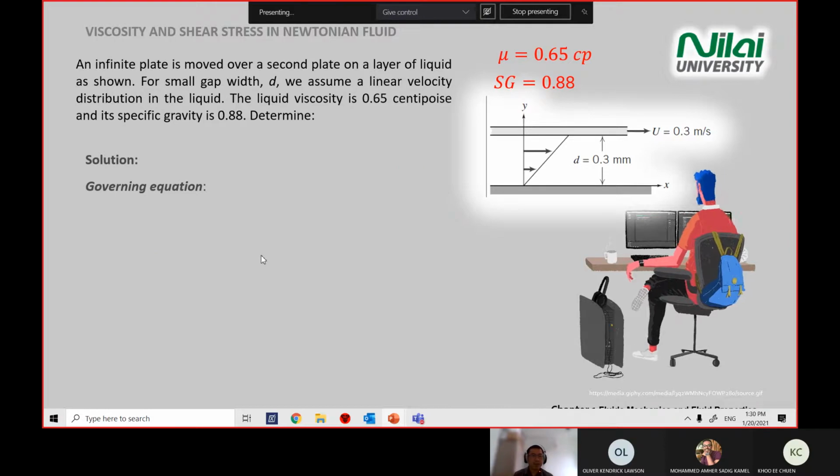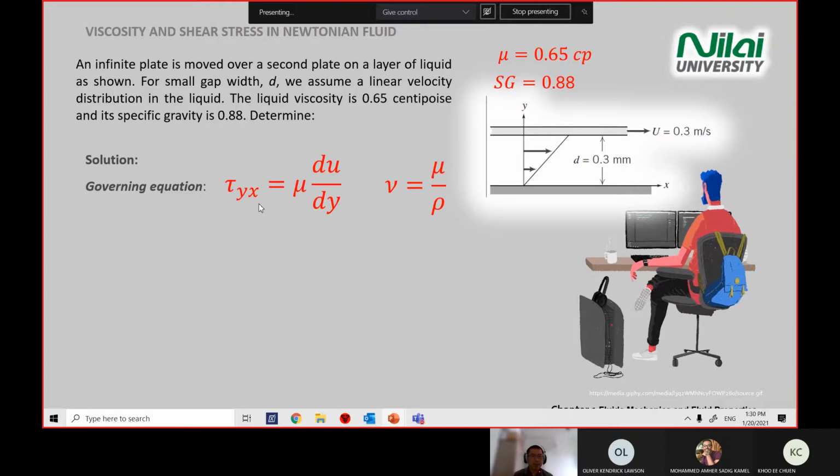What are the equations that we're going to use? The equation of shear stress and its relationship with the shear rate here. Shear stress equals viscosity times the shear rate, and the ratio here, given in this form, equals mu divided by rho.